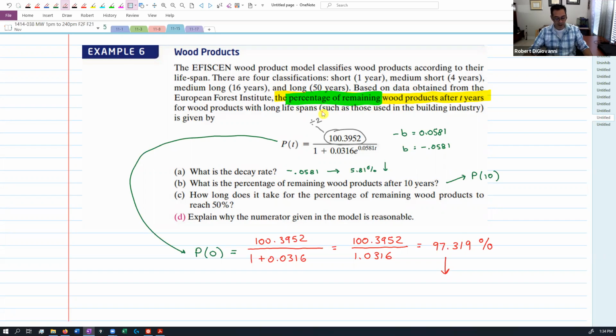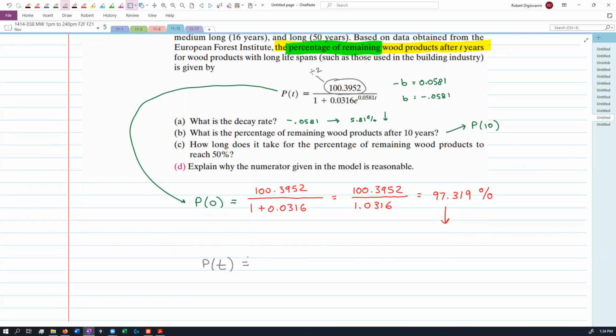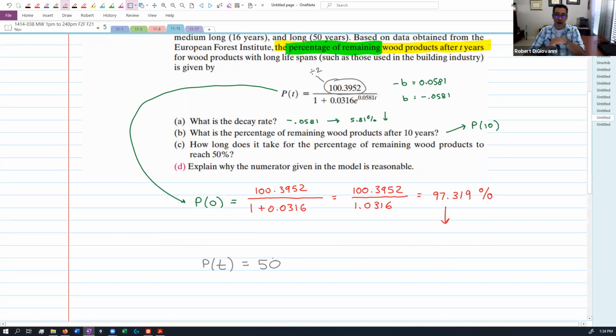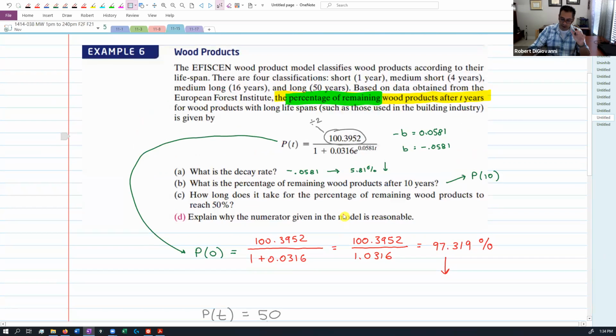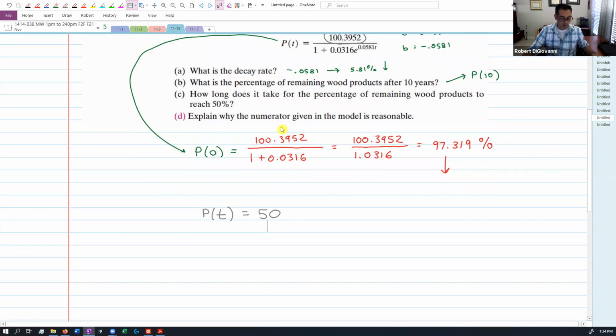So what we need to do instead is take the function P of T and set it equal to what? 50. Not 0.5, but 50. Do y'all get what I'm saying? I like the idea of taking half of it, but that's not the question. The question is not to take half of the carrying capacity, but to figure out when the function spits out 50%. So take a few minutes. I want to see if you can do this.